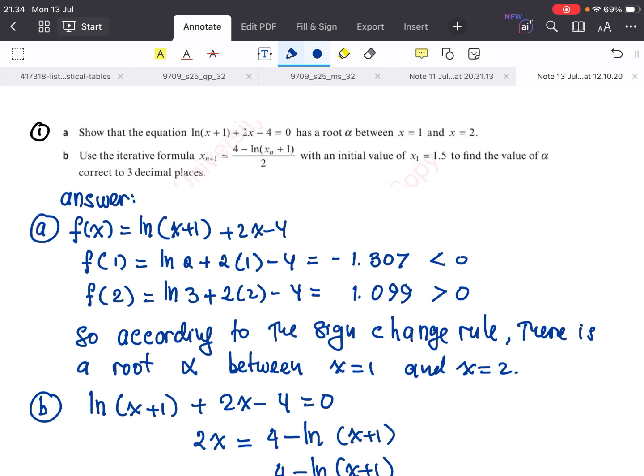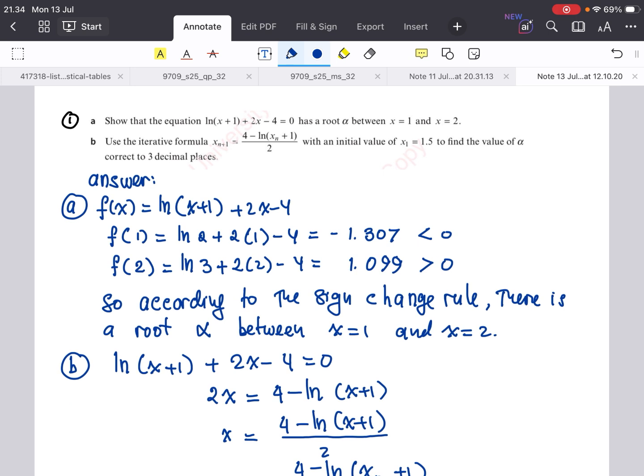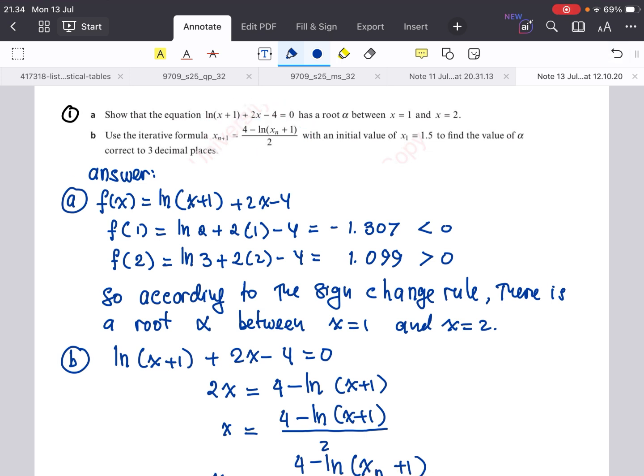So first we move ln(x + 1) and minus 4 to the right. It will be like this one, and then move the 2 to the right. It will be the same as this. Actually, the question does not ask you to make this equation into this form, but I think it's a good thing also to know that this equation and this equation are actually the same.